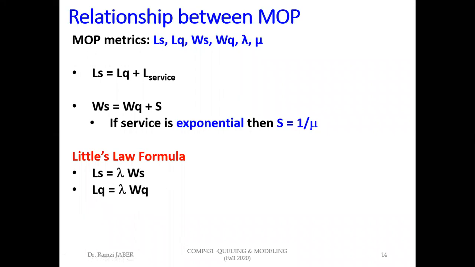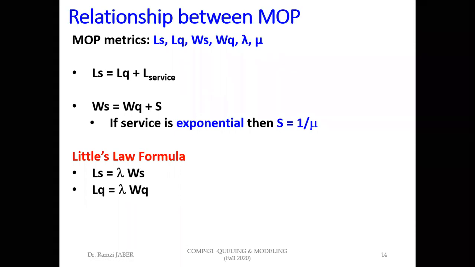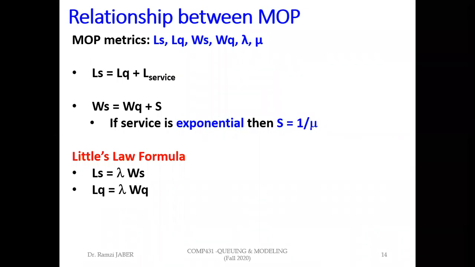In a stable system, okay? Stable system means every customer is or was served. No return for customers. No exit from the middle. If customers leave without being served, this formula is not applied. This formula is available only in a stable system, so every customer will be served. For this to be available, these two equations will be available.